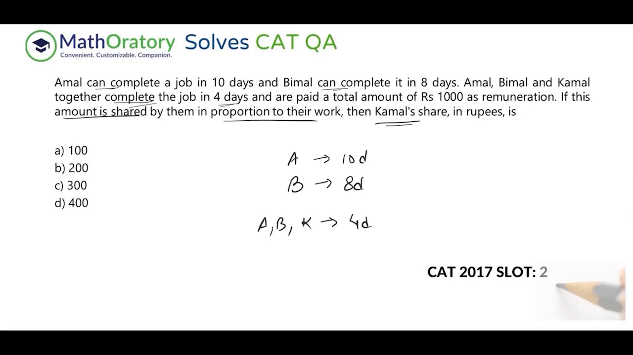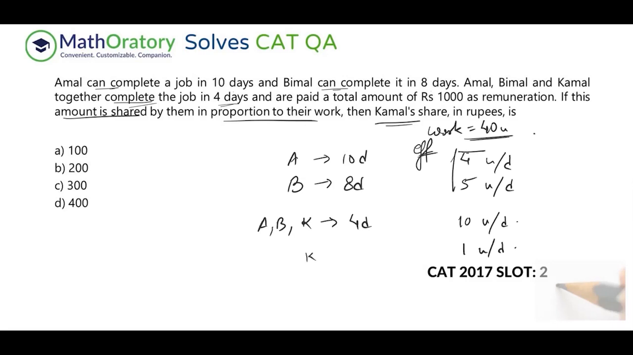I'll just take the LCM of these numbers as the total work. So I'll consider the total work to be 40 units. The efficiency for A is 4 units per day. For B it is 5 units per day, and when all of them are working together, it is 10 units per day, right? That tells me Kamal's efficiency is 1 unit per day, because these two have a combined efficiency of 9 units per day, and all three have a combined efficiency of 10 units per day. So Kamal should have an efficiency of 1 unit per day.